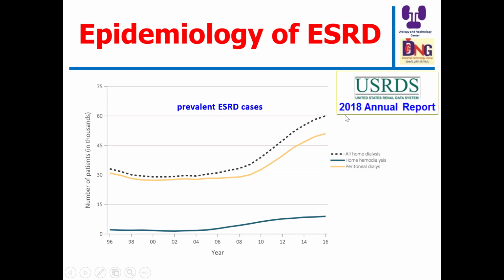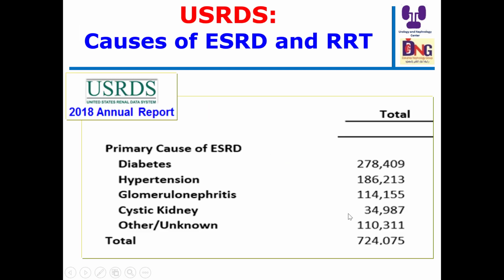Again, from the United States Renal Data System, peritoneal dialysis is the commonest home dialysis, but still the trend is low for home hemodialysis. What are the causes of end-stage kidney disease? Still, diabetes is the leading cause, followed by hypertension, glomerulonephritis, and cystic kidney disease, principally polycystic. And a major fraction of patients still have an unknown original kidney disease.